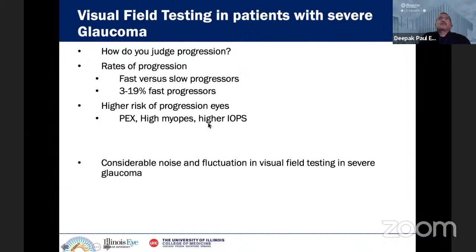So how do you judge progression in these patients? In patients who have OCT as well as Humphreys and mild to moderate glaucoma, there are very nicely set criteria.